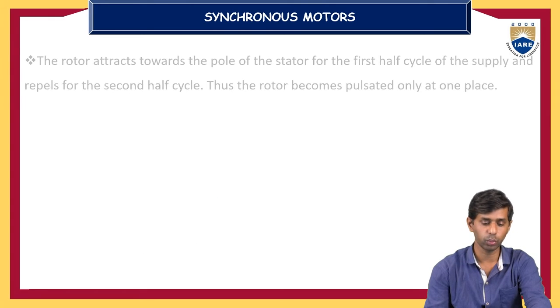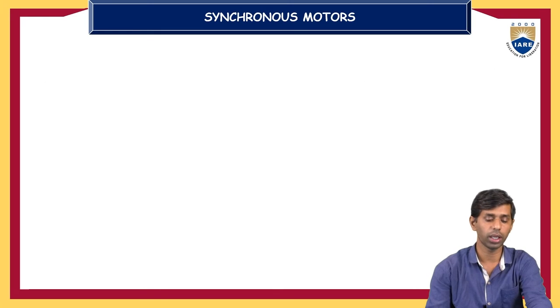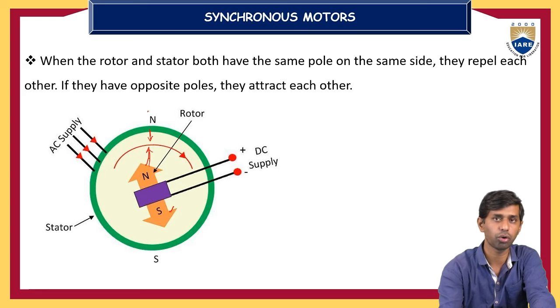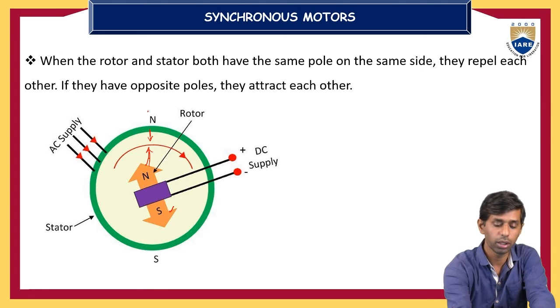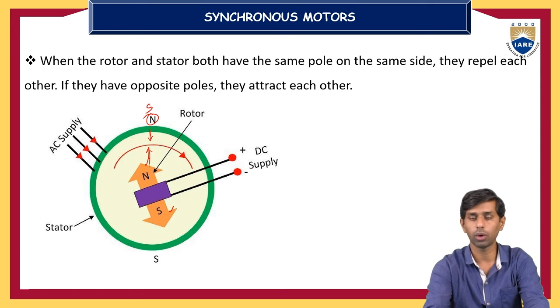And in the next case, when two unlike poles come into the picture, for example, the stator poles keep on changing depending on the positive and negative half cycle of the sinusoidal supply. When it changes from north pole to south pole, the rotor will be attracted to the stator poles and pulled in the clockwise direction. It rotates in the clockwise direction to attract the unlike pole.